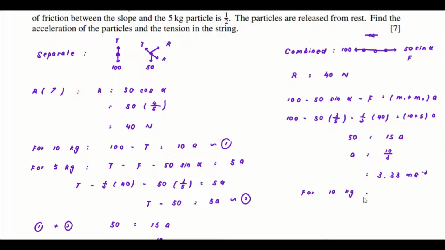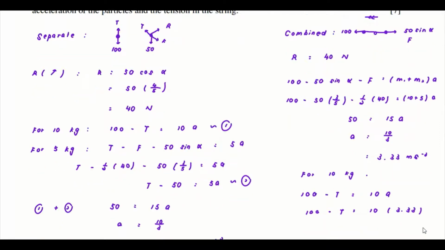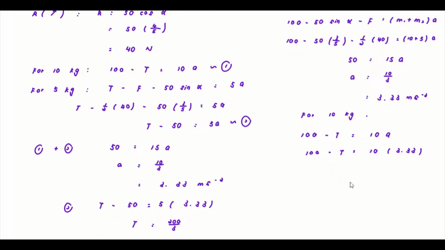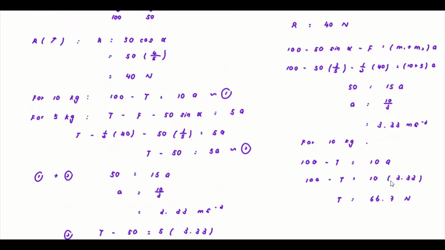Okay, so we know that 100 minus T is equal to 10A. So now just substitute all the values that we have for the A. Then when you try to solve it, 100 minus 10 times 3.33, you are just getting the same answer, which is 66.7 as well. Okay, so that's the idea for a combined system. I hope that you are familiar with it now.